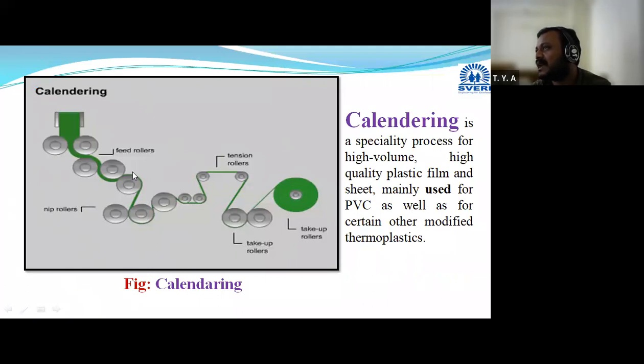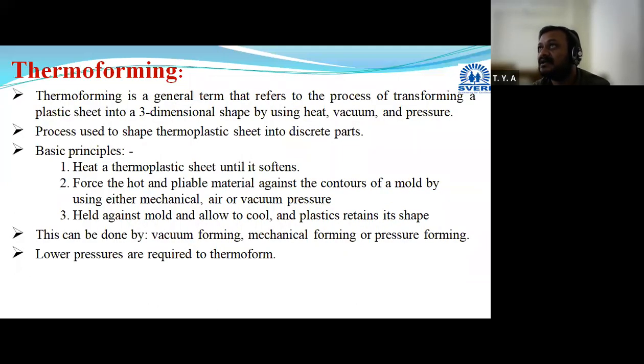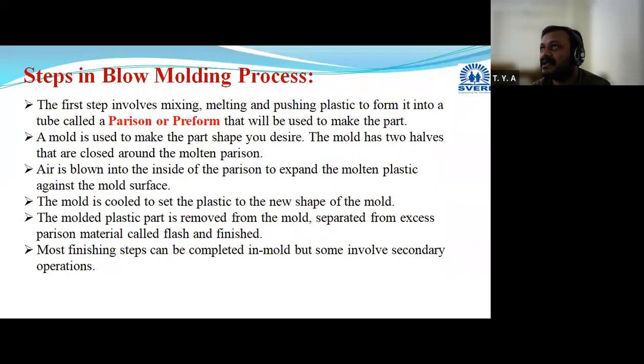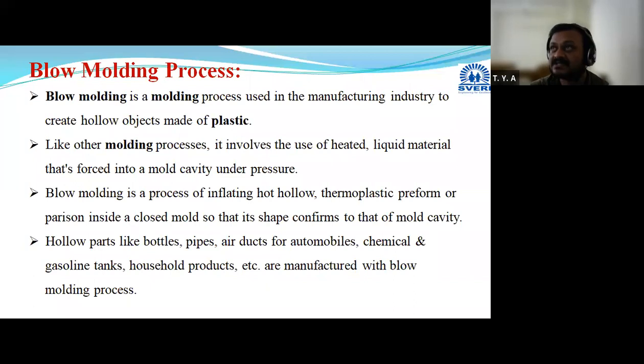You can perform the calendaring operation on PVC material or polyethylene material. PVC is nothing but polyvinyl chloride. On polyethylene material also we can perform this calendaring operation. So after this calendaring operation, now we will move towards the next type, that is the blow molding process.